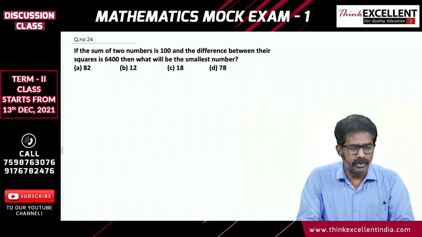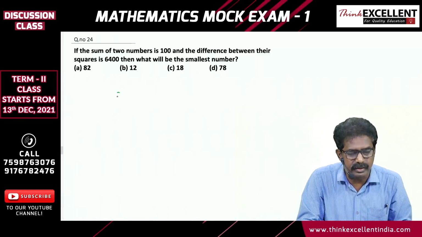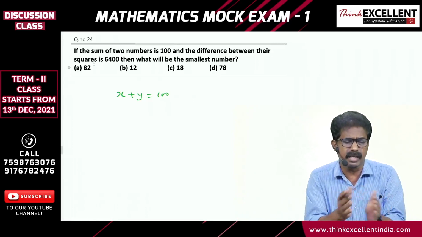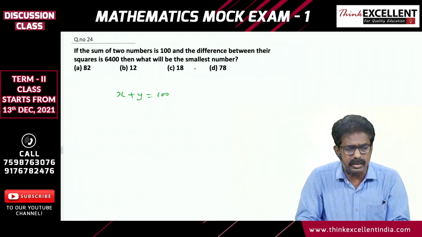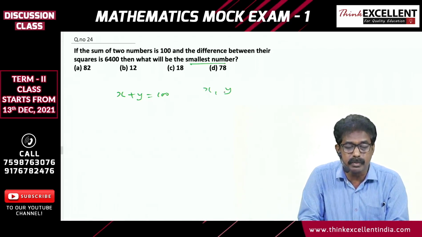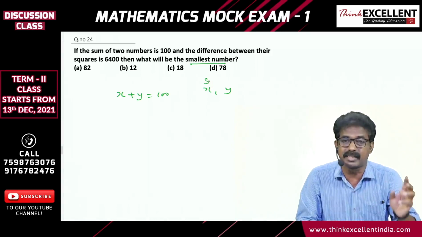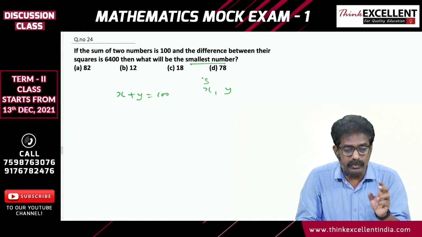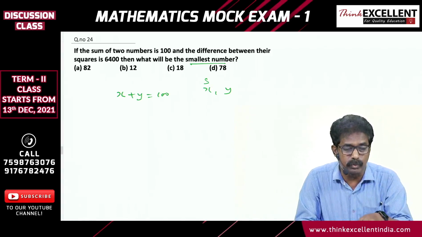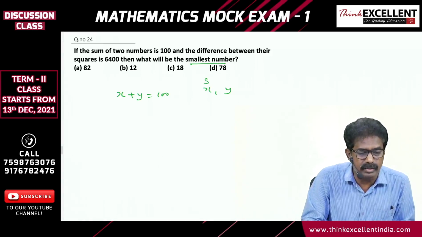Question number 24. If the sum of two numbers is 100, x plus y is 100, and the difference between their squares is 6,400, what will be the smallest number? Among the two numbers, we fix one number as smaller. I'm taking x as the smaller number, so I have to find the value of x in this question.